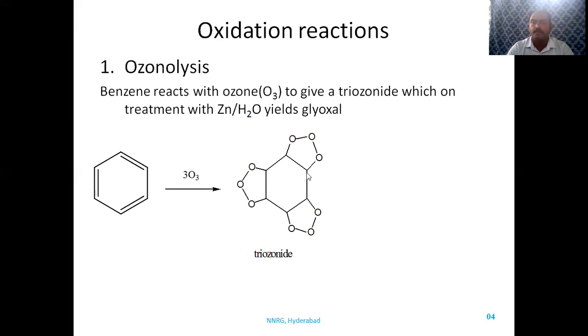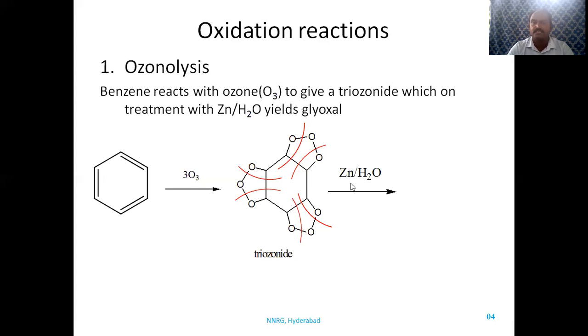Each 5-member ring with 3 oxygens we call a molozonide. We have 3 molozonides that try to form the triozonide. This is very, very unstable. This triozonide which is formed will undergo lysis, will undergo breakage, because this triozonide is very, very unstable. So it breaks here, it breaks here, similarly here, here, and here.